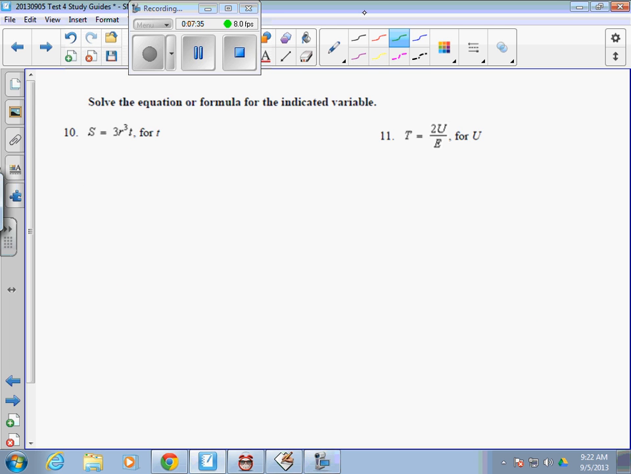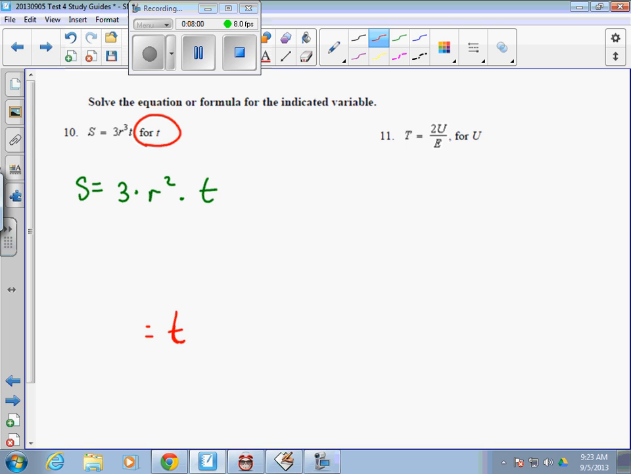Number 10 says we're solving for the indicated variable. We're solving for t. So we have s equals 3r cubed times t. So all of that says is s equals 3 times r cubed times t. So everything's multiplying by t on the right-hand side. So it says solve for t. So that means we want to get t by itself at the end.